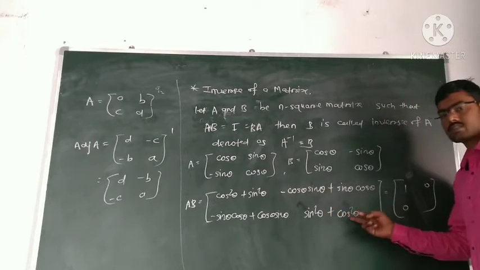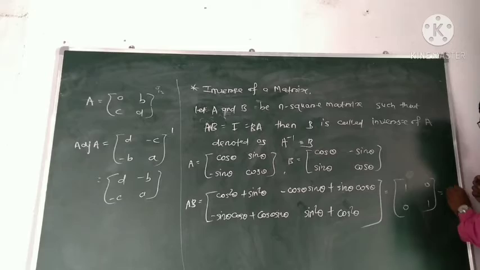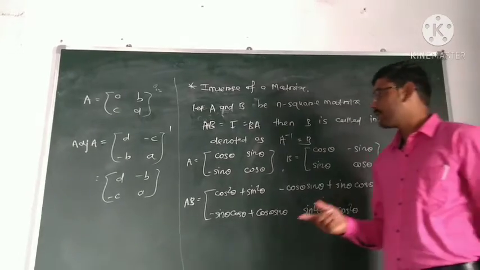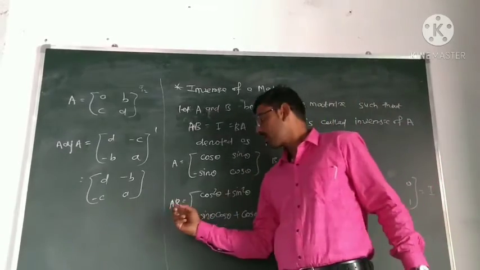Again, sin square plus cos square, we know its value is equal to 1. This is the identity matrix. Similarly, you do another conversion. Take the product B into A.